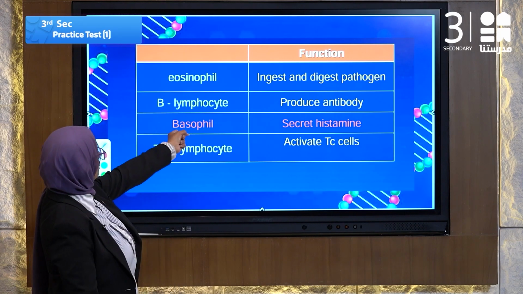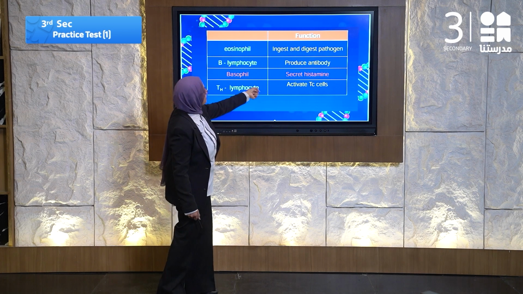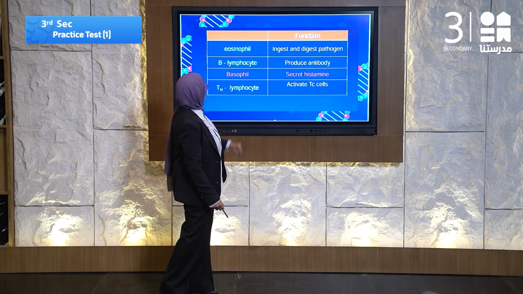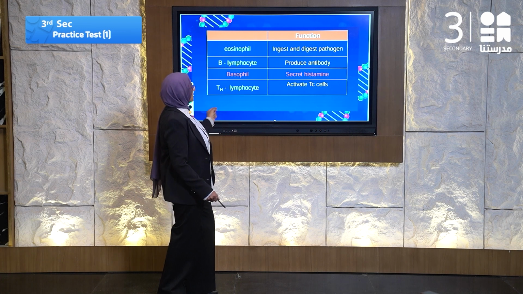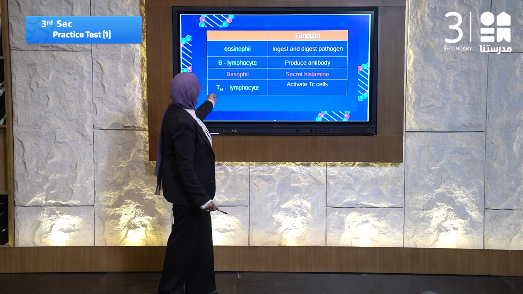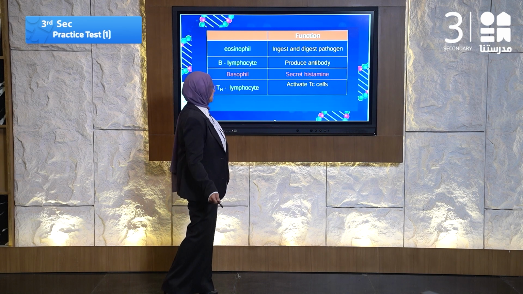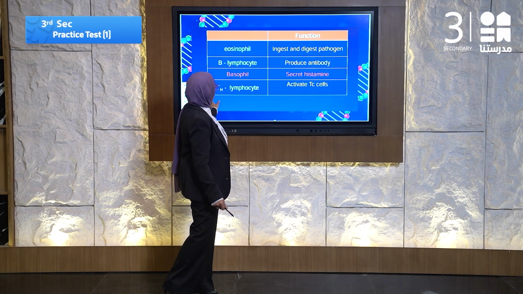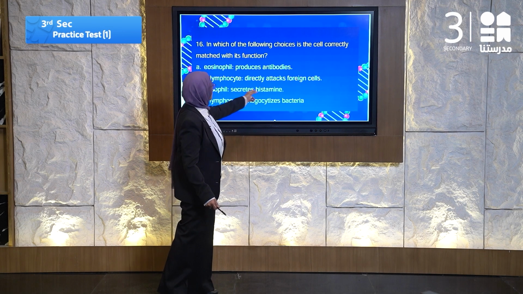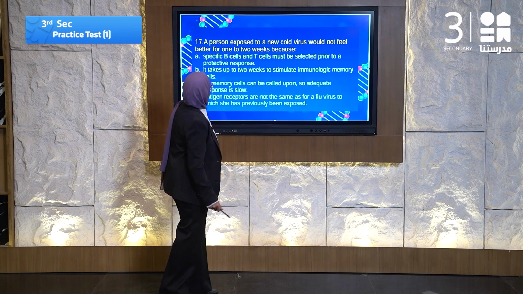The cell function. Eosinophil ingests and digests pathogens. B lymphocyte produces antibodies. Basophil secretes histamine. That's the answer. TH lymphocyte activates T cells. So the answer is basophil secretes histamine. Let's go to the other question.